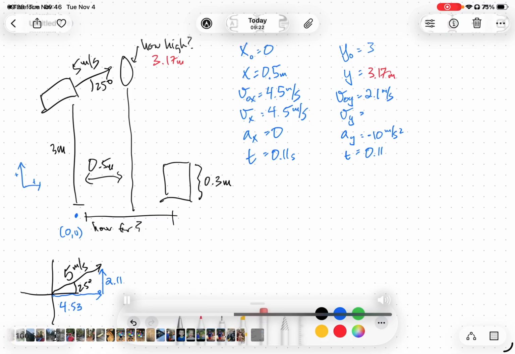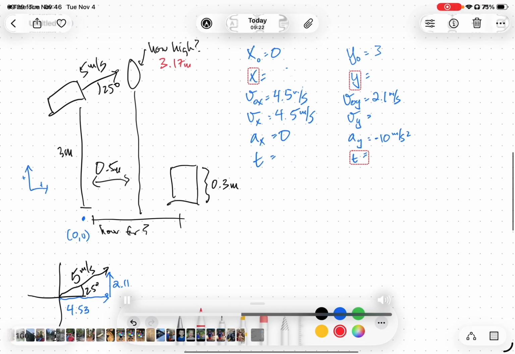To find where I put the bucket, a bunch of these values stay the same, not all of them. We no longer know the final horizontal position or the final vertical velocity. We don't know how long it's going to be moving. But we do know where it ends up vertically. We know its final vertical position. It's the height of the bucket. So our final vertical position is going to be 0.3 meters. So I can put all that information into the solver and solve for time.